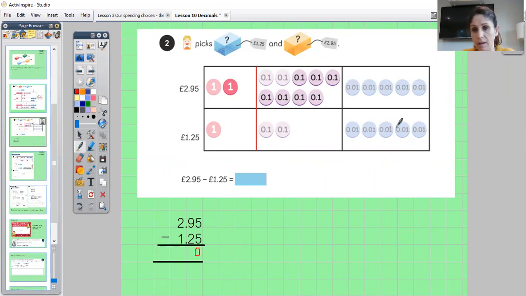Because we had 1, 2, 3, 4, 5. I'm actually going to cross them out to show that, because that blanking out might not be quite so clear. So we have no hundredths left.